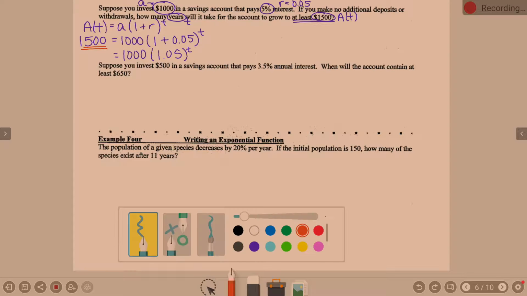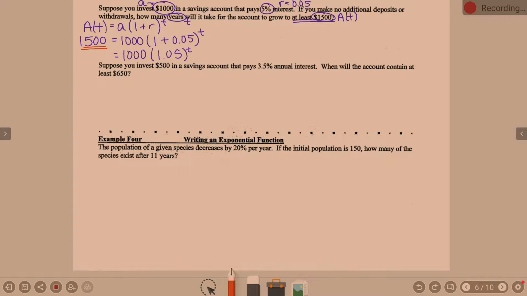So here's what I'm going to do. I'm going to set up kind of a chart here so we can organize our guesses. My chart, I'm going to make a horizontal chart. I have T on top, A of T on bottom.